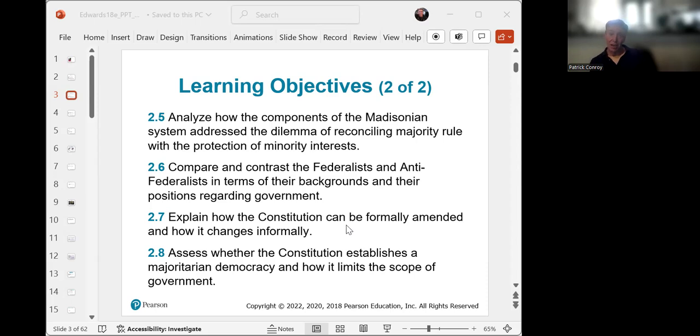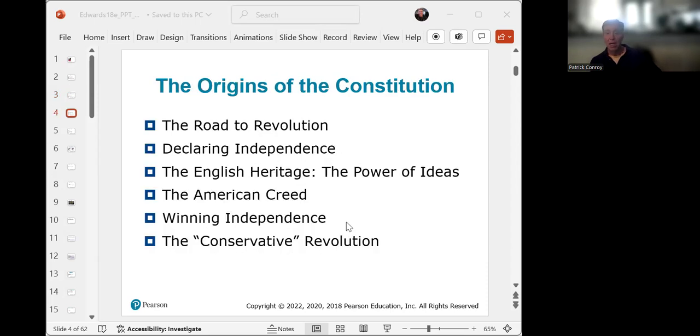As I said, now you can see why I break it up into three parts. Okay, the origins of the Constitution. It didn't just pop out of nowhere. These were people who believed in certain things that were based on their history, their heritage, the philosophers of the times, and the things that they were reading. So we're going to go over these one by one.